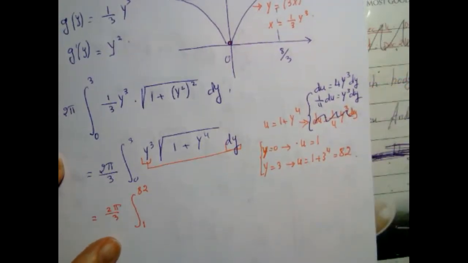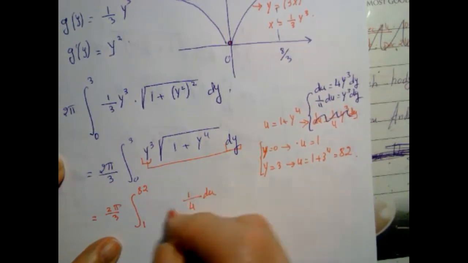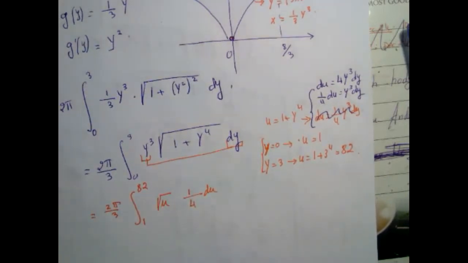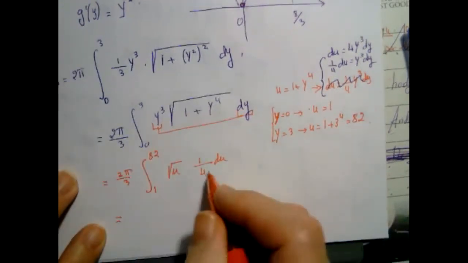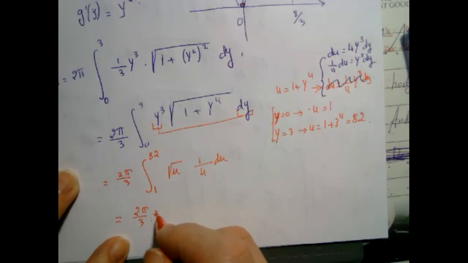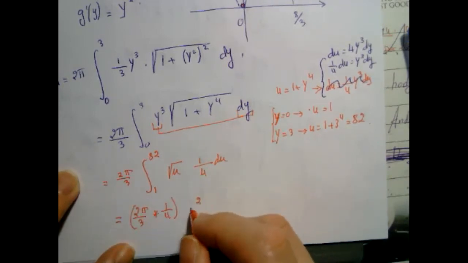Okay. So y cubed dy, that's going to give me 1 over 4 du times the square root of u. And the rest is exactly what I did a minute ago. So what did I do a minute ago? I have to take the 4 out, and then find the antiderivative.